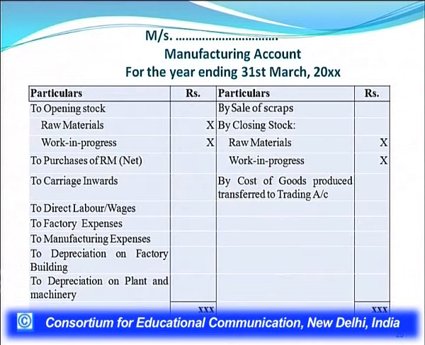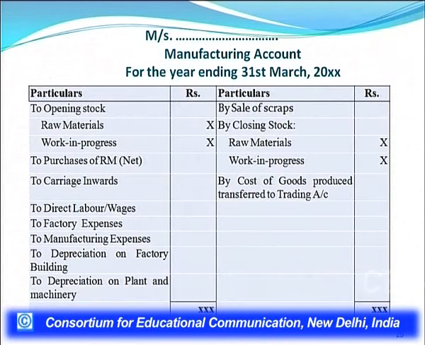So, we will note one difference, that in trading account we are not recording depreciation. In trading account we are recording only expenses on purchase of goods and manufacturing. While when we are preparing the manufacturing account, we are also recording here depreciation on factory building and depreciation on plant and machinery. On the credit side, three items are given.